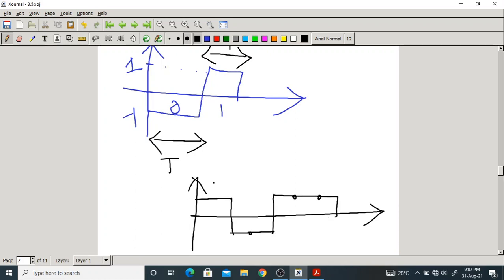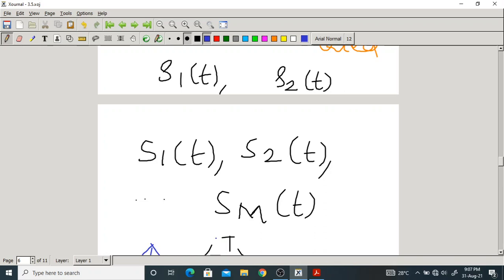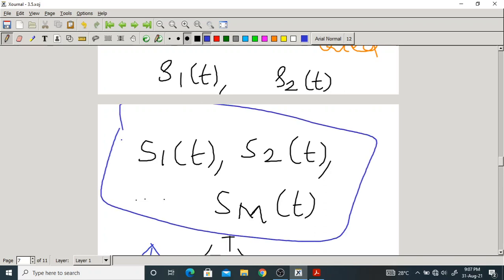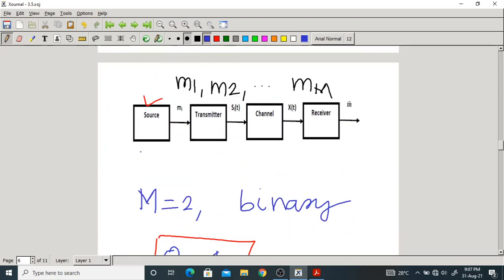Okay, suppose this is 1, 0, 0, 1, 1, 1. So obviously you must define the time duration. This is t. Every t seconds one symbol is emitted or generated. After modulation they will be represented with S1 of t, and so on, Sm of t. Now we transmit over a channel.